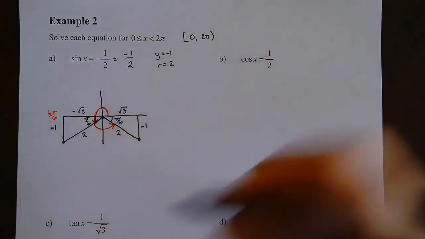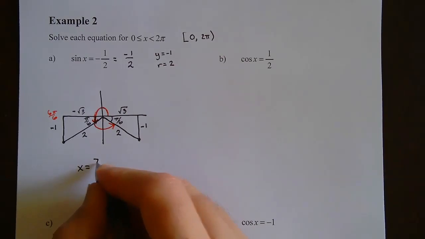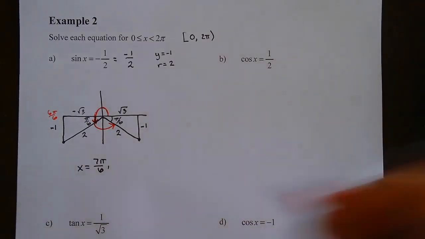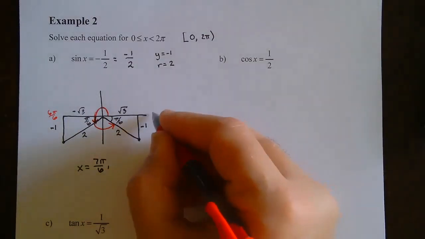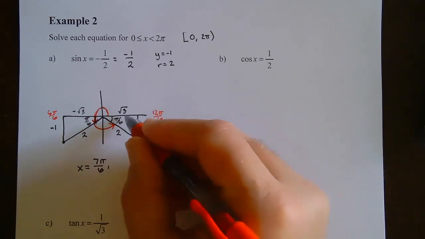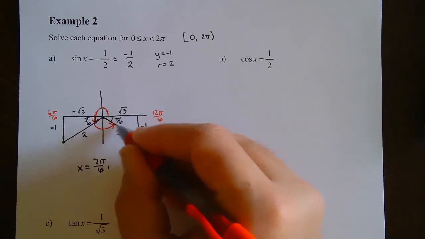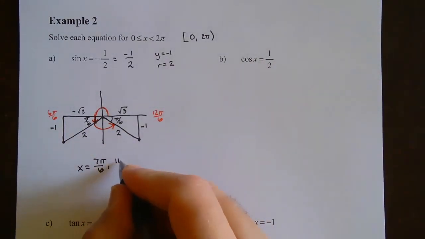So one of my exact answers to this equation is x is equal to 7 pi over 6. If I keep going all the way around to here, in sixths this would be 12 pi over 6, because that's the same as 2 pi, right? But that's too much rotation. From 12 pi over 6, I have to back off, and what I back off is this pi over 6. So another answer is 11 pi over 6.